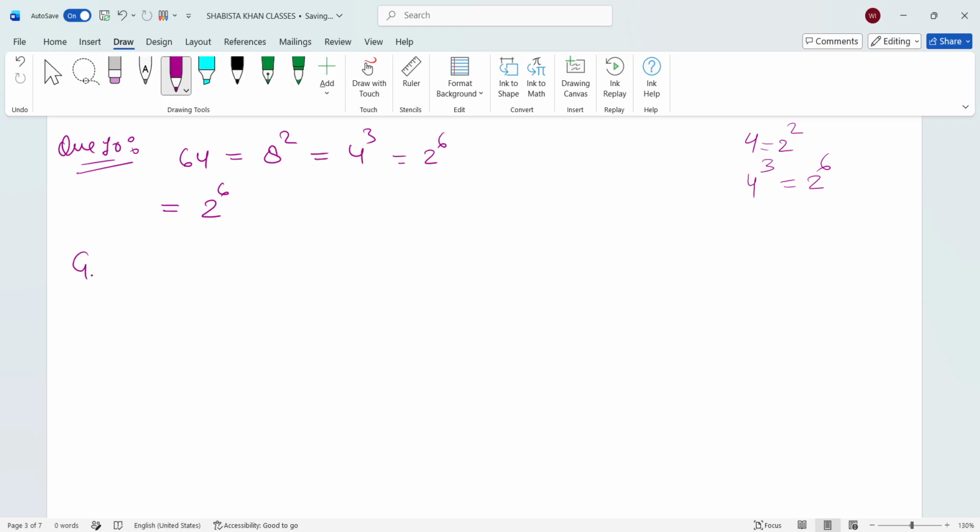So what is the general form for this formula? Yes, you have many numbers. The general form will be n to the power 6. Accordingly, we have to change 2 into 4, 4 into 8.